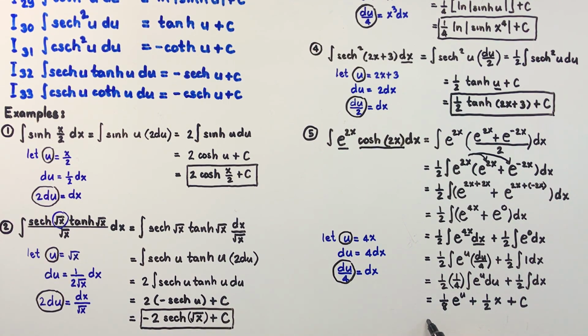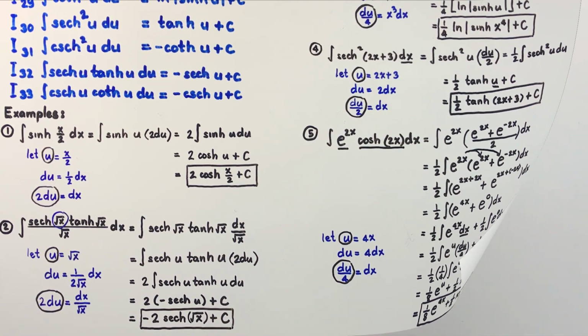So going back to our original variable, which is 4x, we have 1/8 e to the power 4x plus 1/2 of x plus the constant of integration c. And this is our answer for this example number 5.